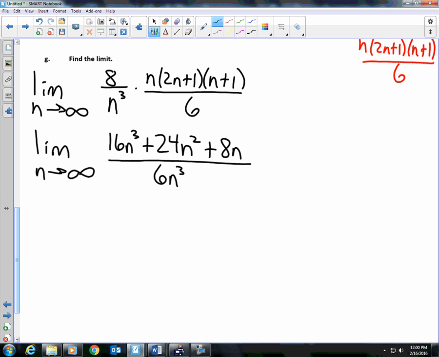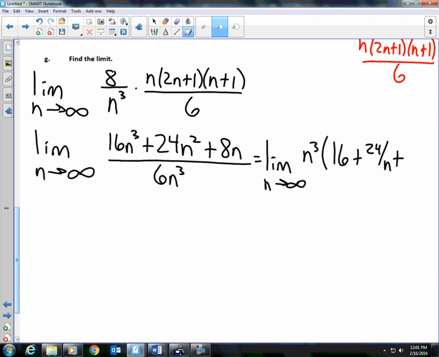Do you remember how we handled these infinite limits? What did we do? Factor out the n cubed. Good. I'm left with 16, plus 24 over n, plus 8 over n squared, all over 6n cubed.